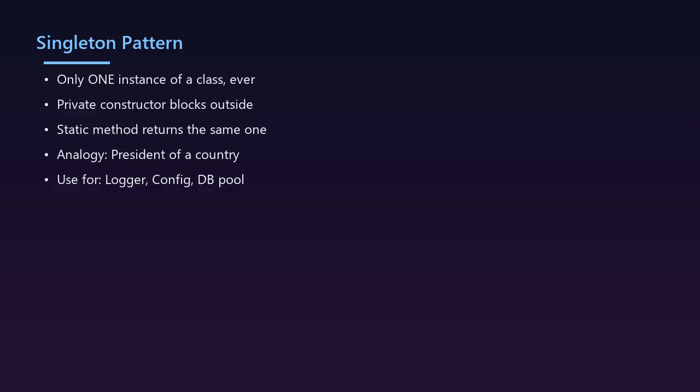How does it work? Make the constructor private, so nobody outside can call new. Then provide a static method, getInstance, that creates the object once and returns the same one every time.